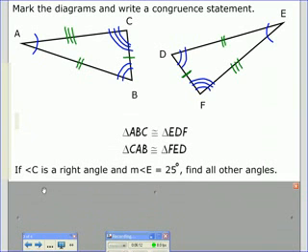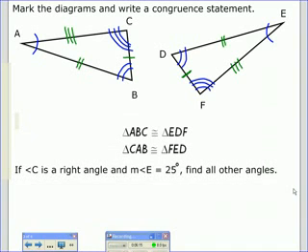If angle C is a right angle and angle E is 25 degrees, find all other angles. Okay, so we're told angle C is a right angle. That must mean that it's 90 degrees. That's the definition of a right angle. So if angle C is 90 degrees, since these are congruent triangles, angle F must also be 90 degrees. We're told angle E is 25 degrees. That must mean its corresponding angle A is also 25 degrees.